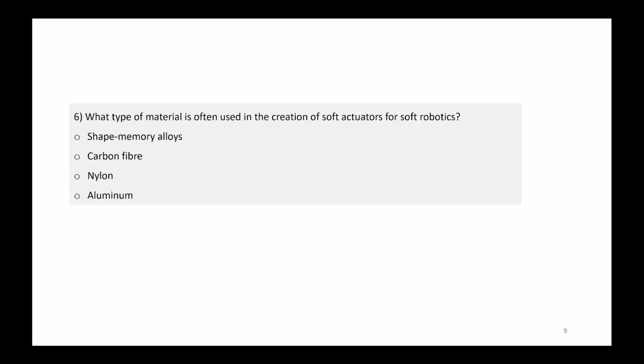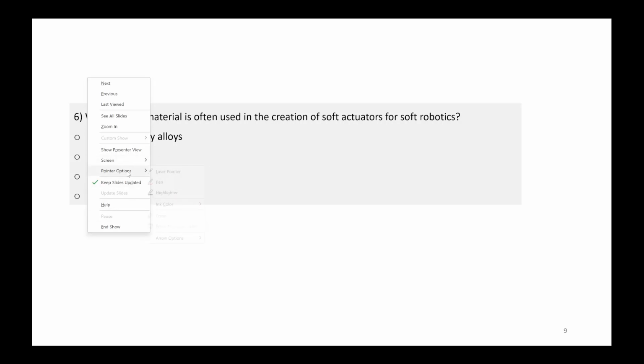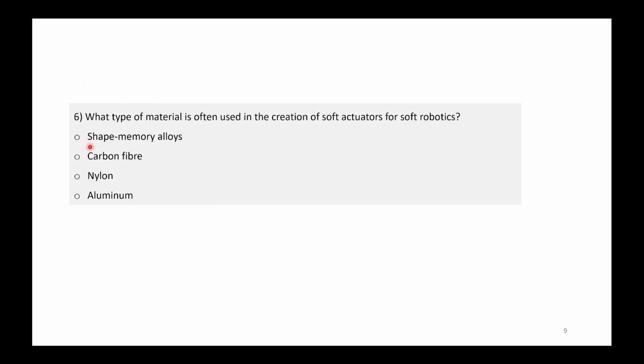Question number 8. What type of material is often used in the creation of soft actuators for soft robotics? Your options are shape memory alloys, carbon fiber, nylon or aluminium. So your answer will be shape memory alloys.